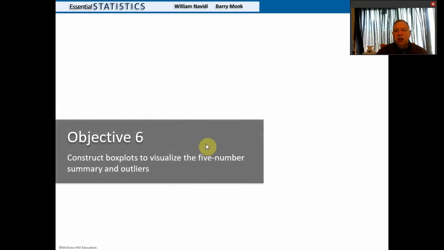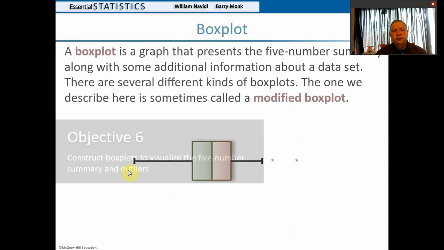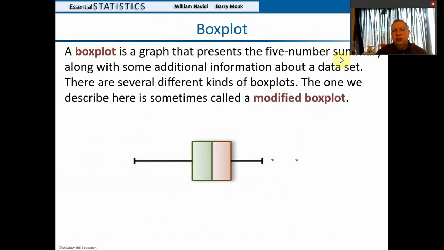Now, box plots. A box plot is very useful in displaying what the 5-number summary looks like, and we can also do an extended version of this box plot that shows outliers. A box plot is a graph that presents the 5-number summary along with some additional information about a data set. There are several different kinds of box plots. The ones we describe here are sometimes called a modified box plot. On a regular box plot, this would be the minimum, Q1, Q2, Q3, and this little whisker right here is Q4. All the data would be in here. The modified one gives you some stars. That lets you know some data is outside of those lower and upper boundaries.